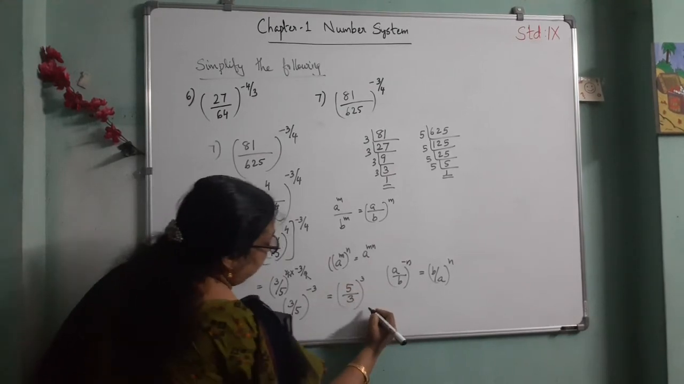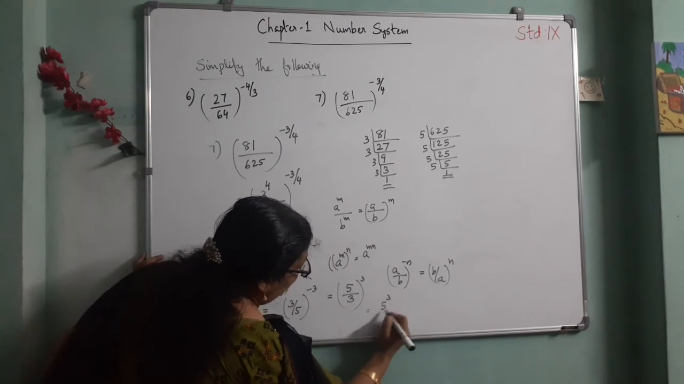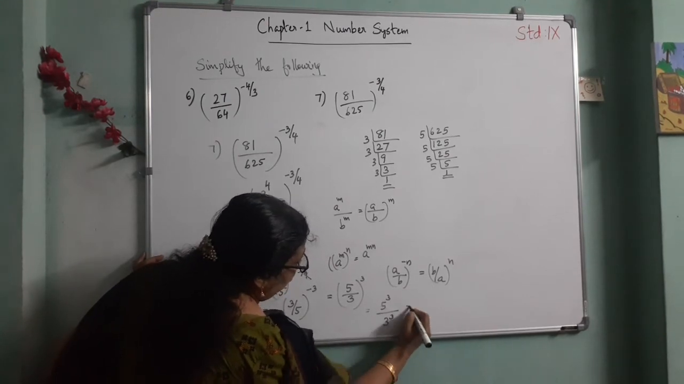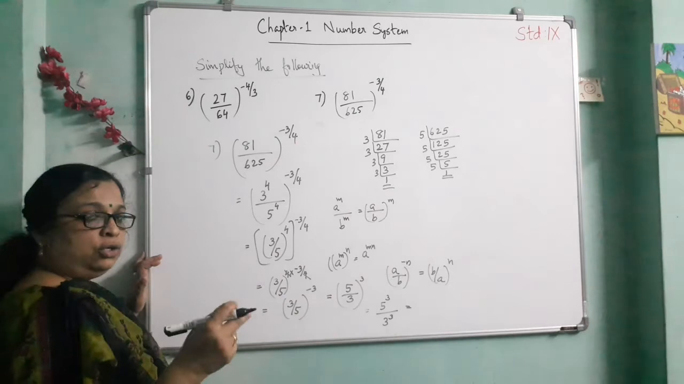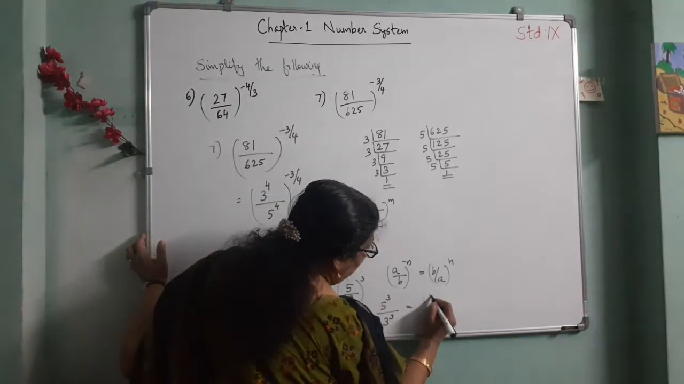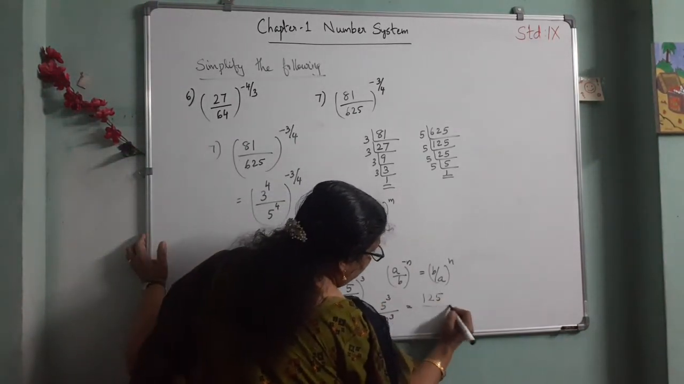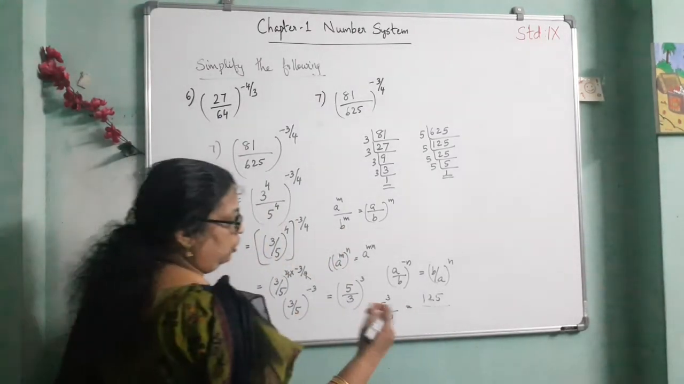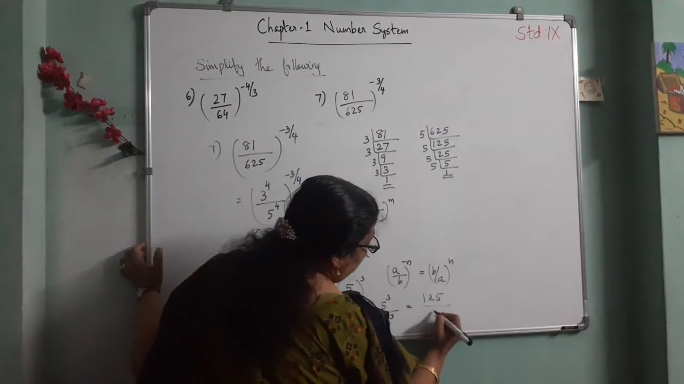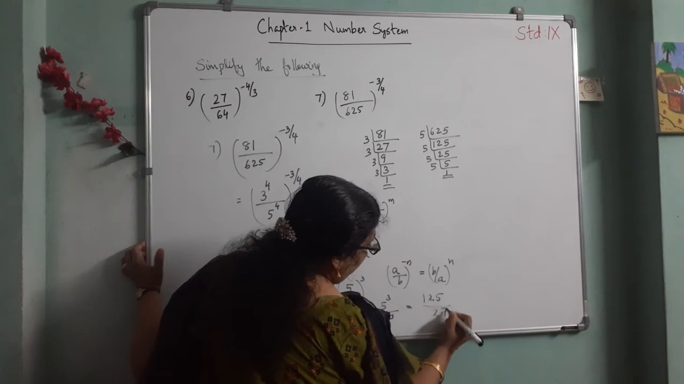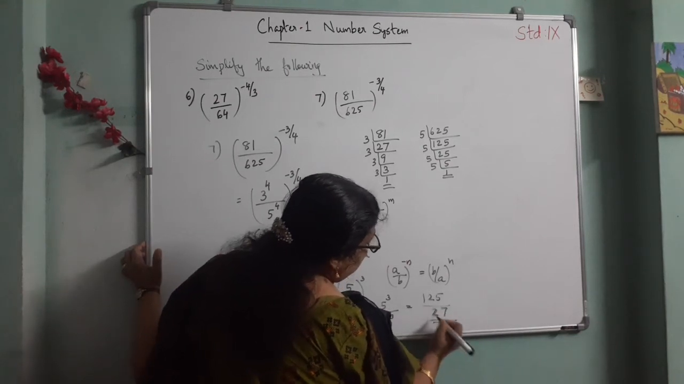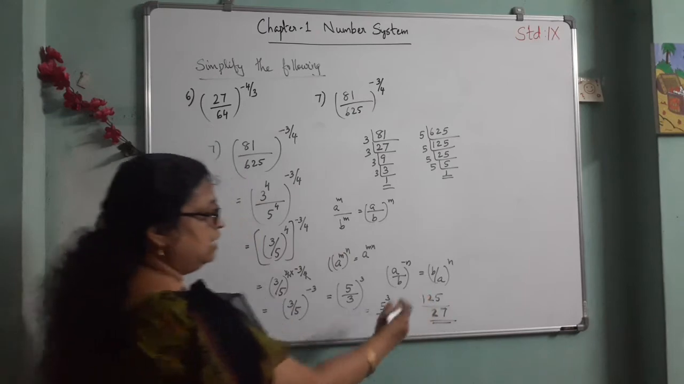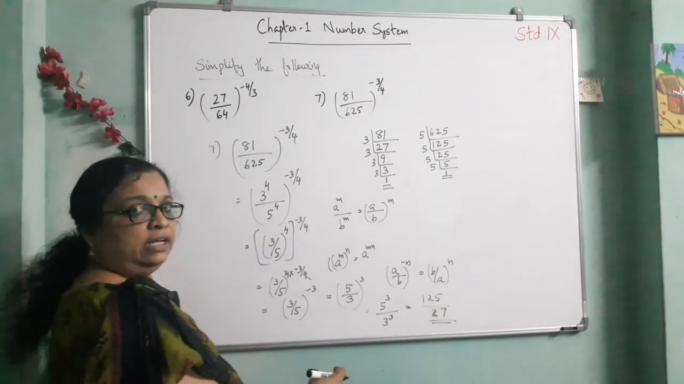Which is equal to 5 cube divided by 3 cube. 5 cube is 5 into 5, 25, into 5, 125, divided by 3 cube, 3 into 3 into 3, 3 into 3, 9, 9 into 3, 27. So our answer is 125 divided by 27.